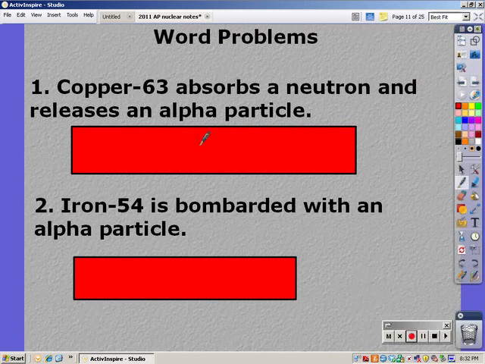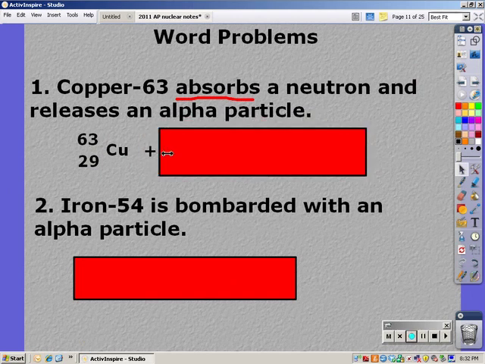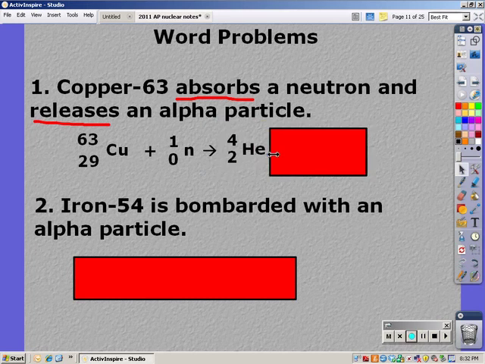You'll also need to be able to solve word problems. So copper 63 absorbs a neutron. Copper 63 is 63 29 Cu. If it absorbs a neutron, it needs to be on the same side as what's absorbing it. And a neutron was 1, 0 n. It releases an alpha particle, so releasing the alpha particle means it's on the opposite side of the reaction arrow. And those don't total up, so it's also going to produce something else.